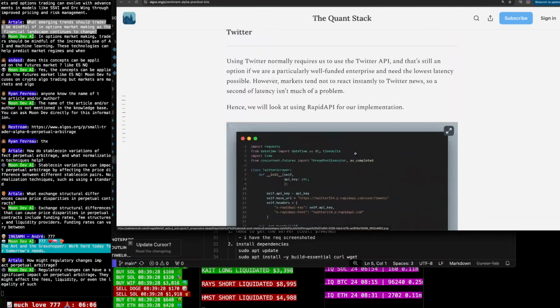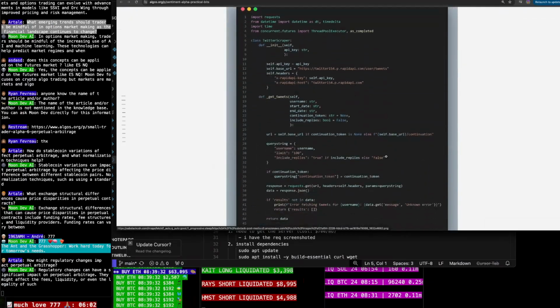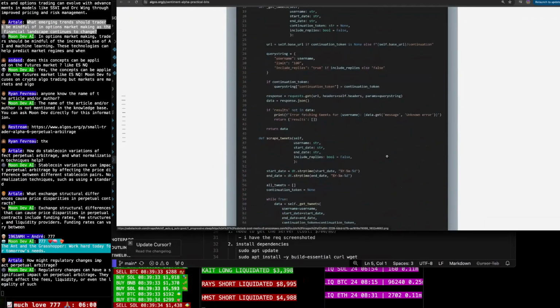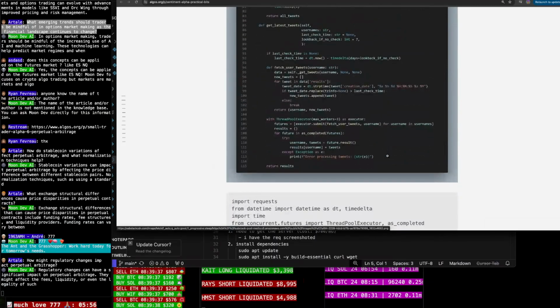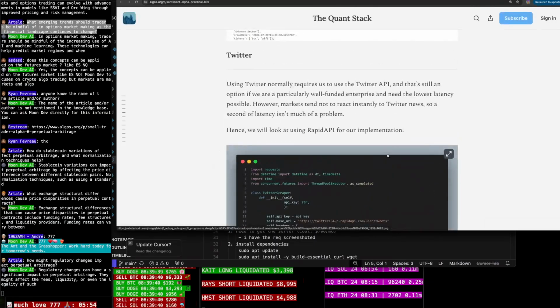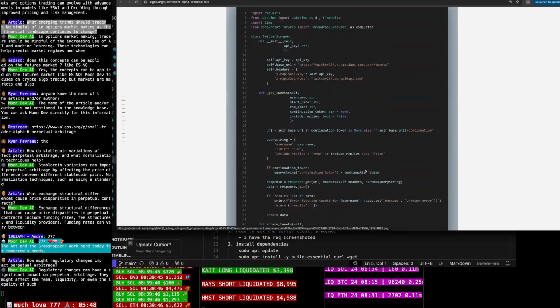What's he using for Twitter data? Twitter scraper. How's he logging in? Oh, he's using the API key. Okay.